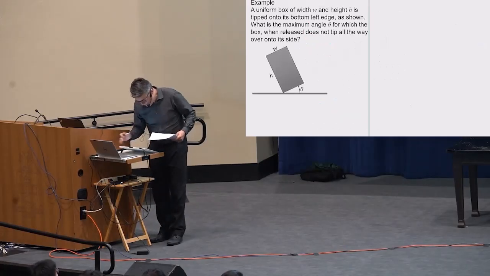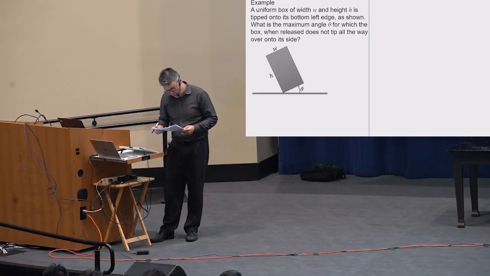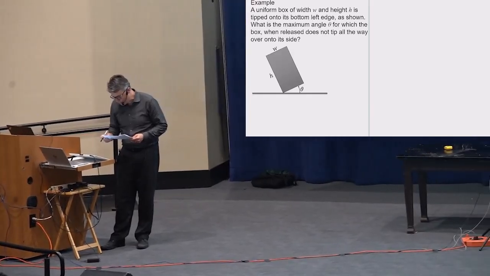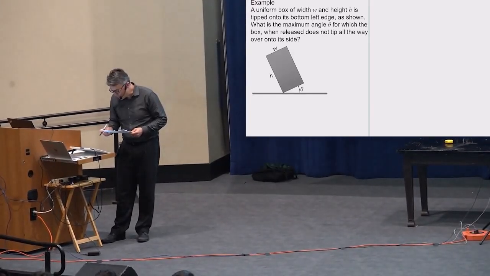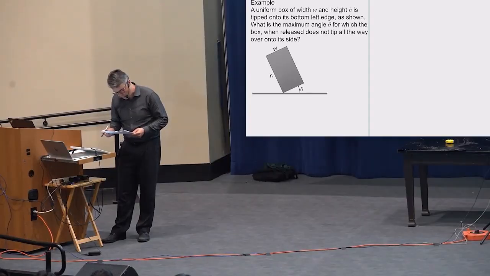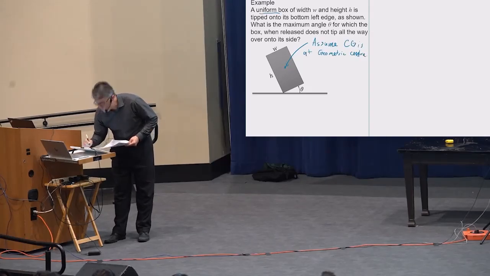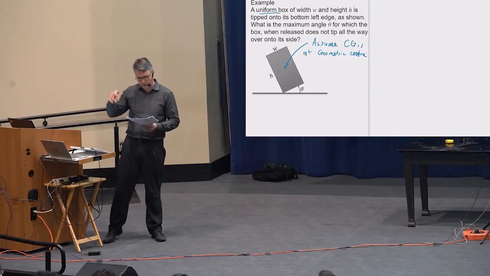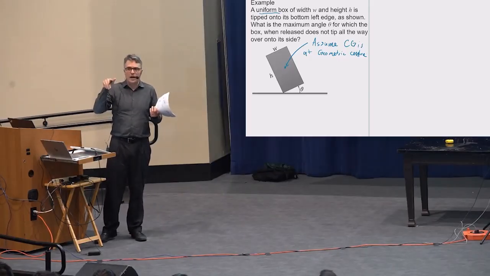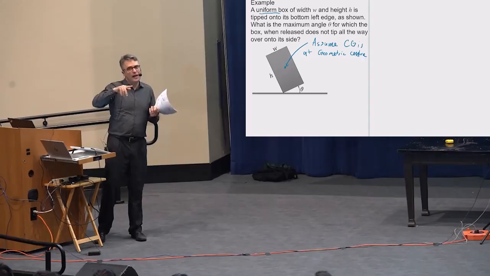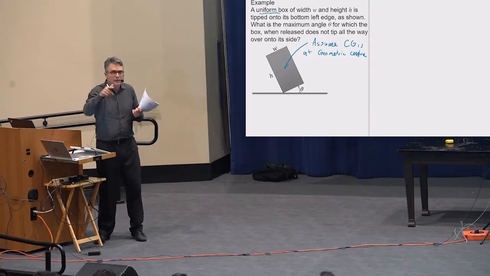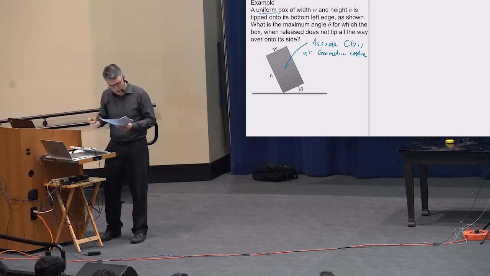So this is an example which comes up quite a lot. A uniform box of width W and height H is tipped onto its bottom left edge as shown. What is the maximum angle theta for which the box, when released, does not tip all the way over onto its side? So what we're going to do is assume that the center of gravity is at the geometric center. This was not true for those weirdly loaded trucks, but for a uniform box, halfway up the height and halfway along the width, right in the center, is where you're going to find the center of gravity.